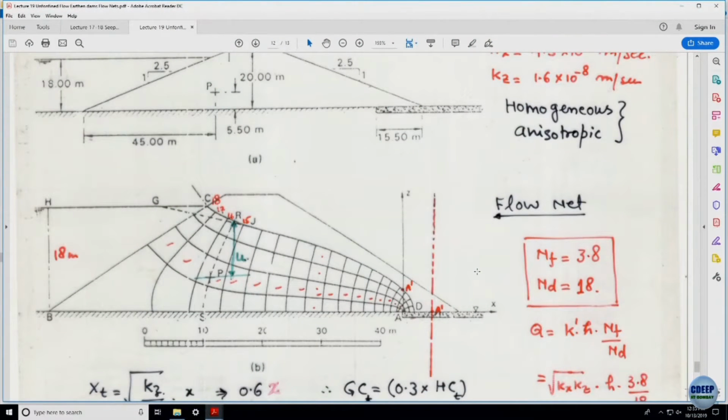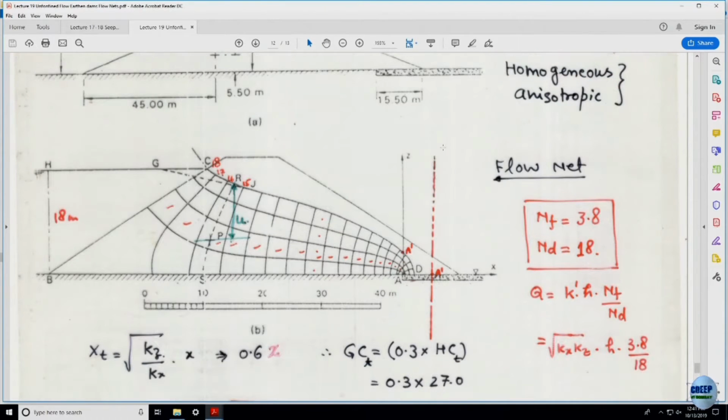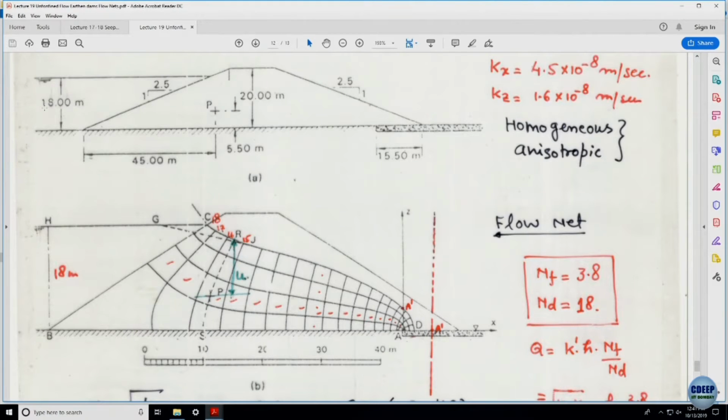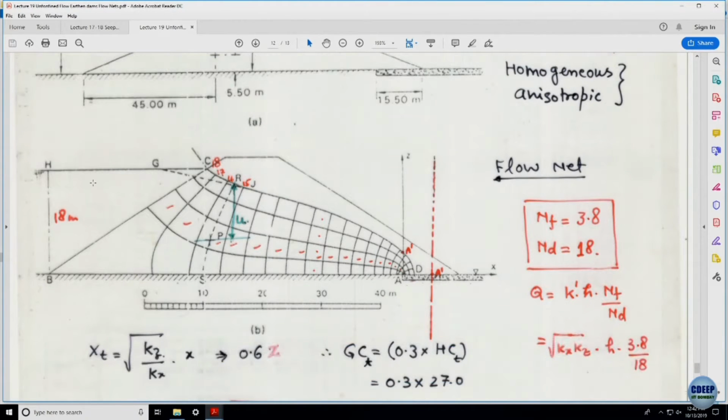So, if I know the kx and kz value, I think this is the problem which we have already discussed in the class. Homogeneous soil mass, anisotropic in the sense because hydraulic conductivities are different in x and z direction. What you will have to do is go for equivalent hydraulic conductivity, which is root of kx kz. What is causing flow? H. H is known as 18 meters. So, this 18 meter is going to cause the flow.